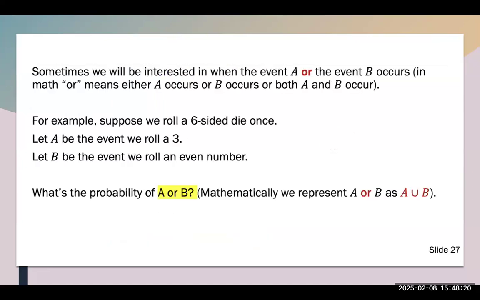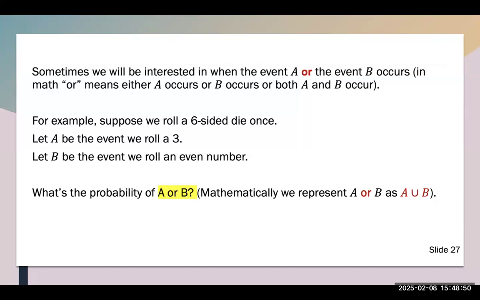Sometimes we're going to be interested in the event A or the event B occurring. In math, when we say or, we mean that A can occur, or B can occur, or both A and B occur. Let's look at an example. Suppose we roll a 6-sided die, and I'm going to let A be the event we roll a 3, and I'm going to let B be the event we roll an even number. What's the probability of A or B?